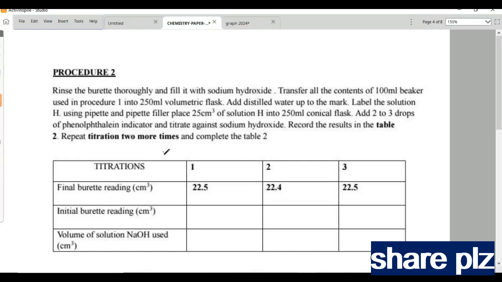So my volume is 22.5. For the initial reading, always remember to use 1 decimal place: 0.0, 0.0, 0.0. Now do the subtraction. This one will be 22.5. Remember the decimal places should be consistent. 22.4, 22.5. Now that's what will give you the marks in the table, all of them.